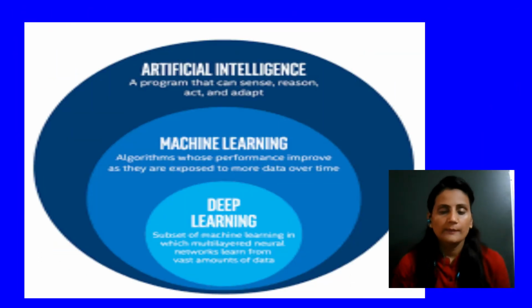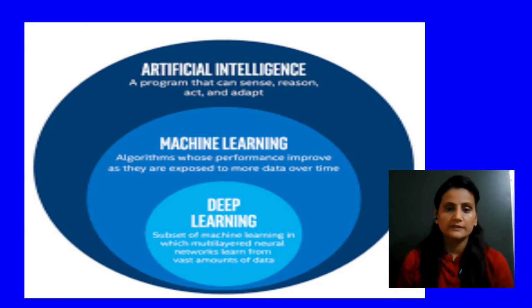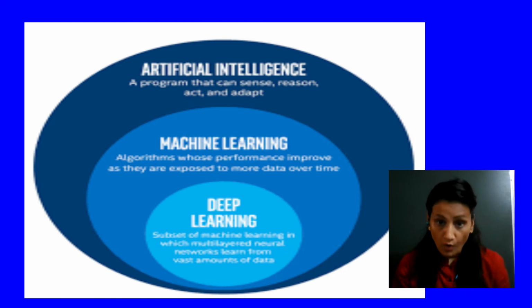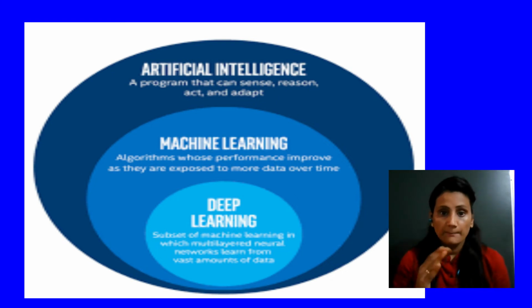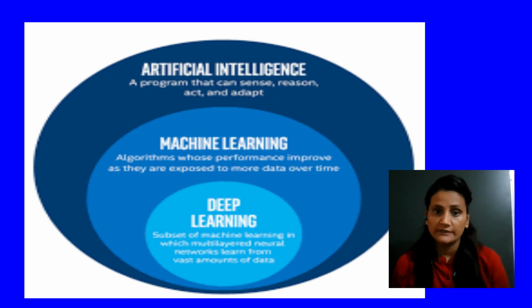Okay. Coming to machine learning. Machine learning algorithms are part of artificial intelligence, or we can say machine learning and deep learning are a subset of artificial intelligence. They are the ways to achieve artificial intelligence.